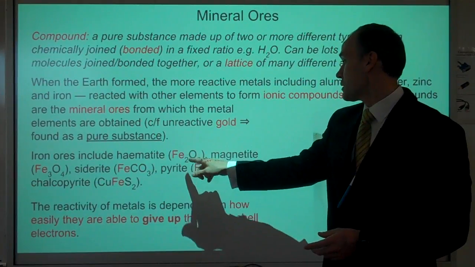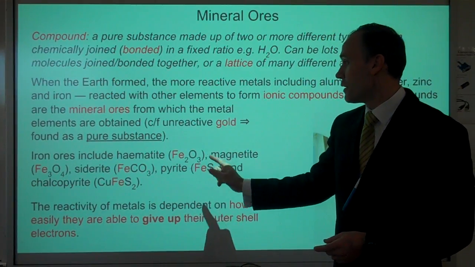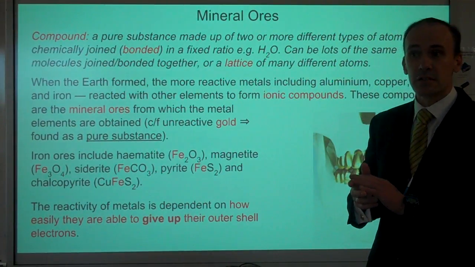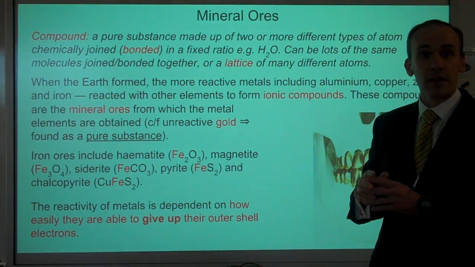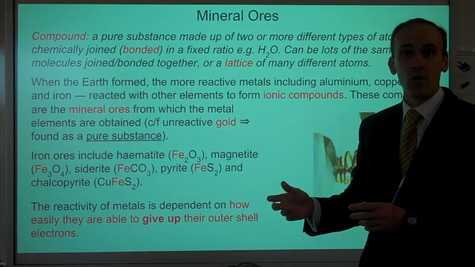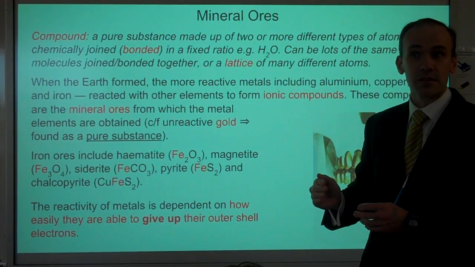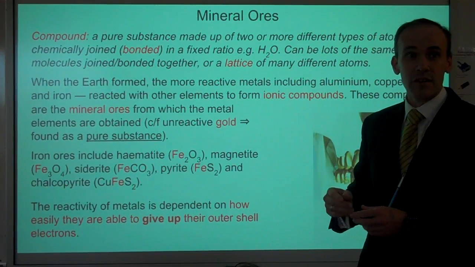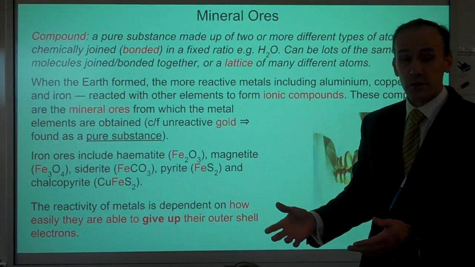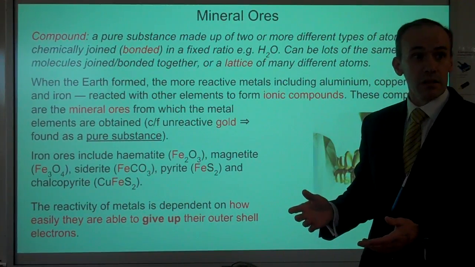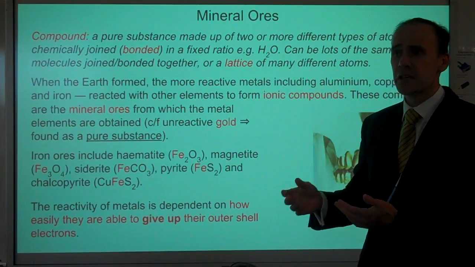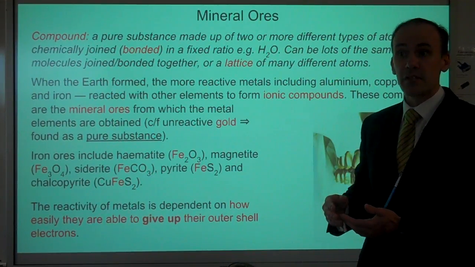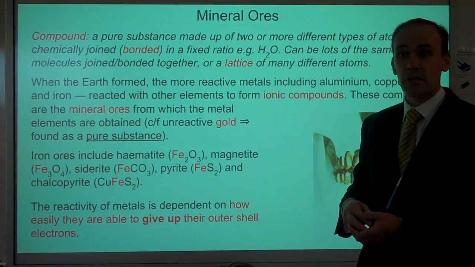So here we have hematite, magnetite, siderite, pyrite. In each case, you can see the iron is sitting there. So iron is not found in nature as anything other than an ore, and therefore it has to be smelted out. Whereas gold, because it's exceptionally unreactive, can be found in its free state. It won't rust, it won't break down. It won't decompose if exposed to air or to water. But more reactive metals do decompose in air and water.